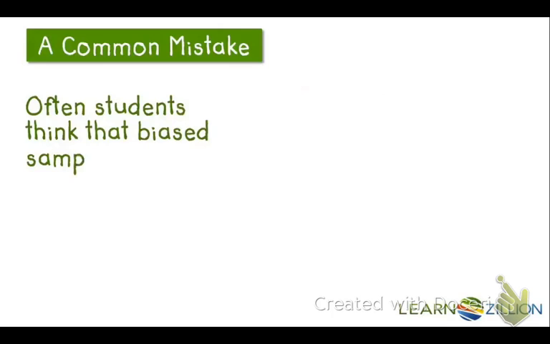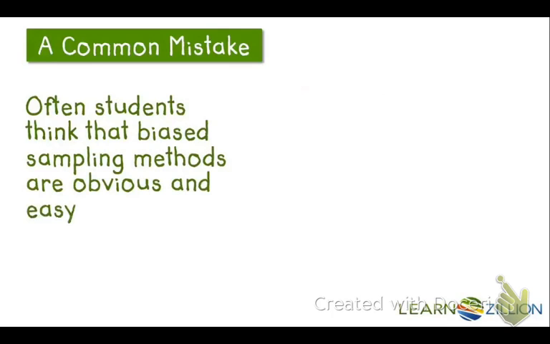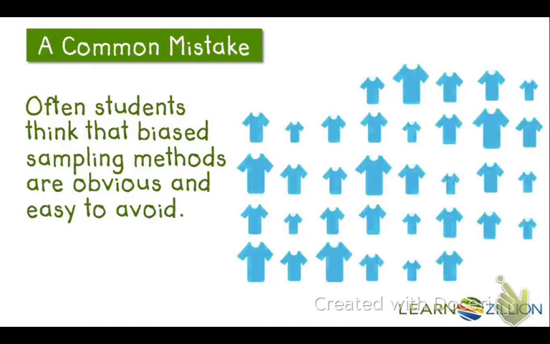Often, students think that biased sampling methods are obvious and easy to avoid, but that's not always the case. If you were asked to estimate the average t-shirt size of students in your school, you could choose for your sample, say, the football team. Well, that's a biased sampling method. The students on the football team are more likely to have large t-shirt sizes than the average student. So you're not likely to have a representative sample.